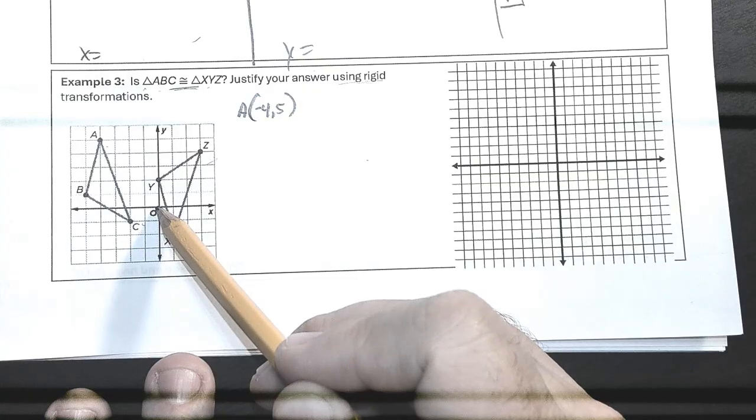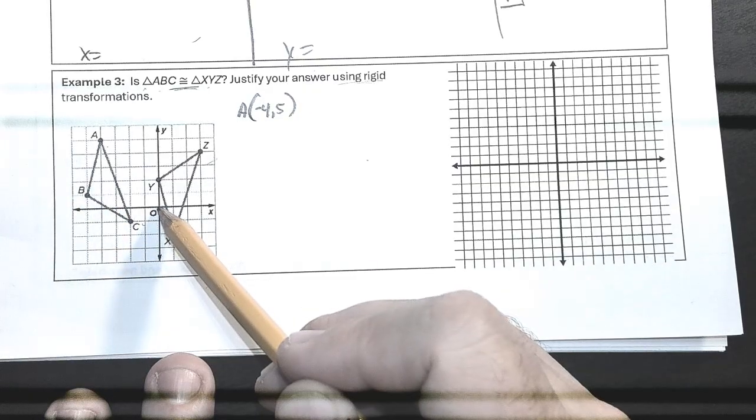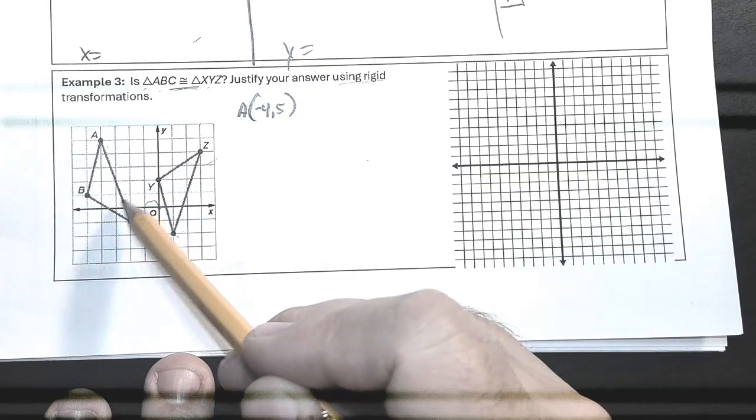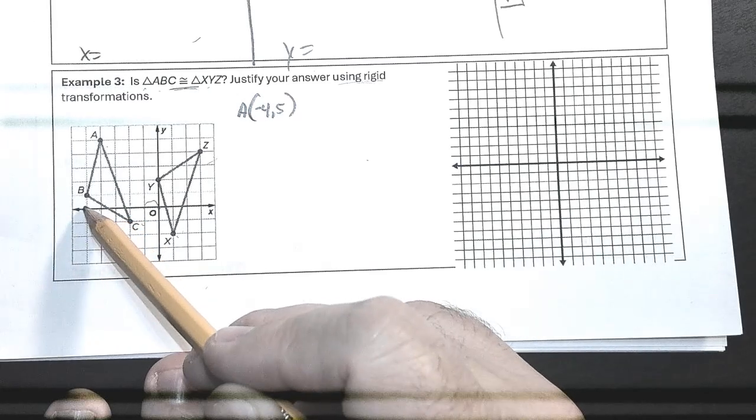But here's your 0, 0. So we're going to go to B. So left is negative. So -1, -2, -3, -4, -5. We get where we're lined up with it.